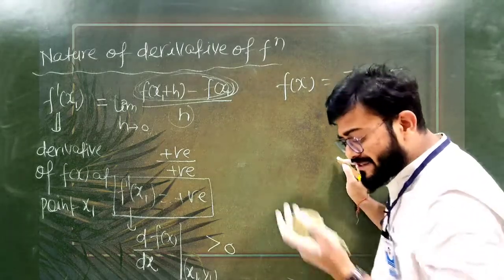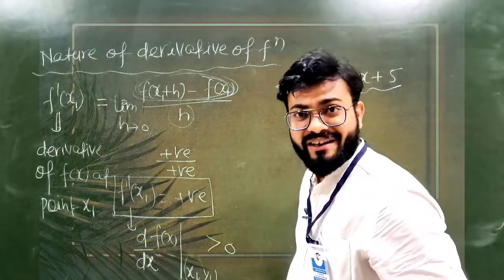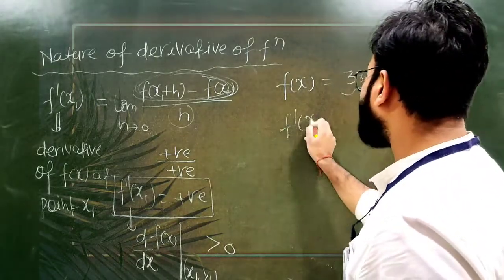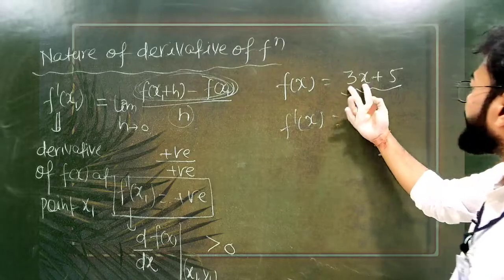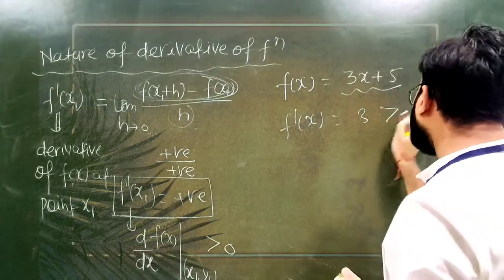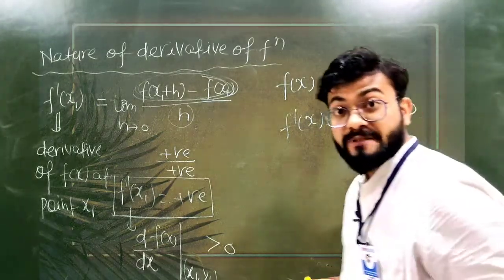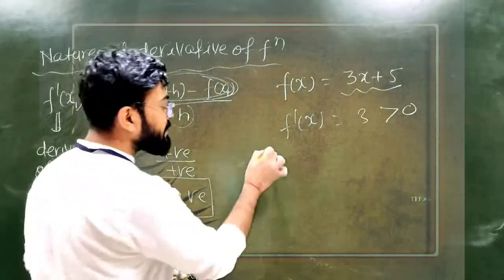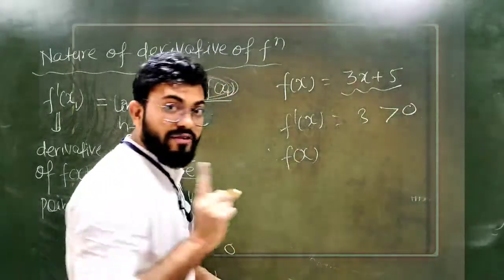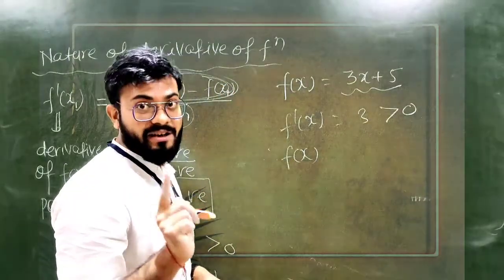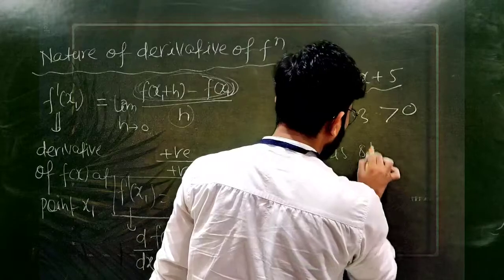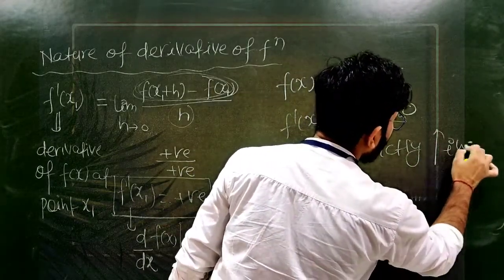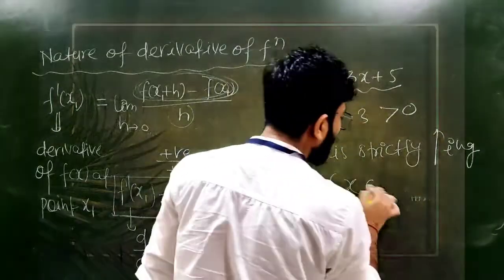There are two methods. First of all, you can draw the graph of the function, and the second method is to find the first derivative of this function. So f dash x is 3, the derivative of this function is 3, and 3 is always positive. That's why you can say that this function is strictly increasing. Therefore, fx, remember that, fx is strictly increasing for all x belongs to real numbers.